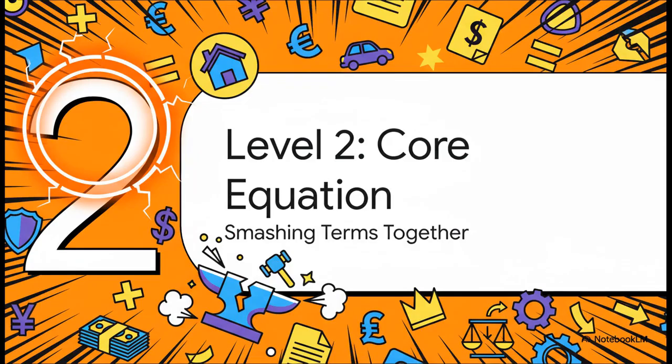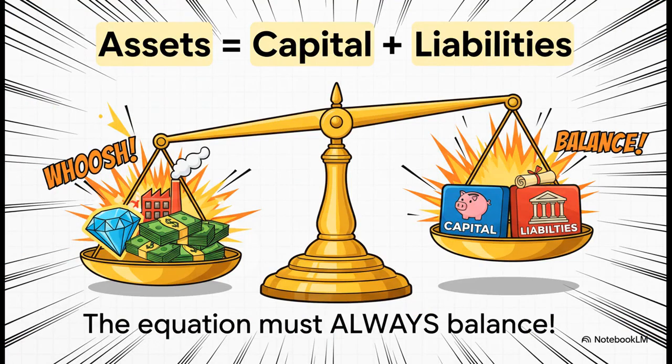Moving on to level 2, the core equation, smashing the terms together. Since we've got our vocabulary absolutely locked in, let's smash those terms together to reveal the core formula of all accounting. Right here, this is the accounting equation. It's basically the absolute law of gravity in BT. Assets equal capital plus liabilities.